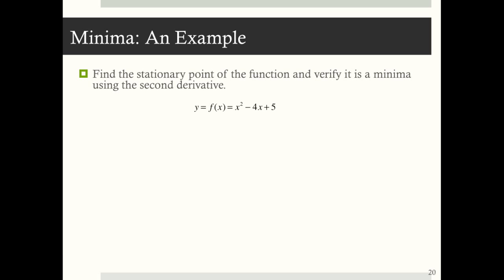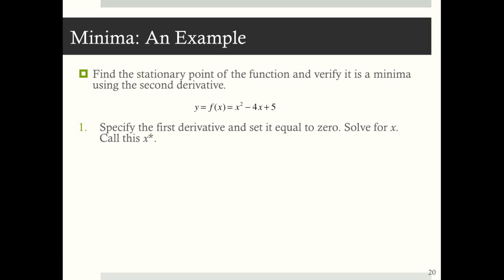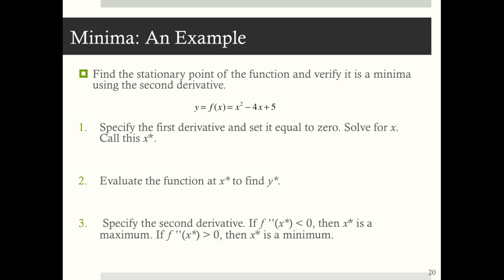For example, let's find the stationary point of the function below and verify it as a minima using the second derivative. y is equal to x squared minus 4x plus 5. We're going to use the same exact 3 steps that we did before. We're going to specify the first derivative, set it equal to 0, and solve for x, call it x star. Then we're going to evaluate the function at x star to find y star.